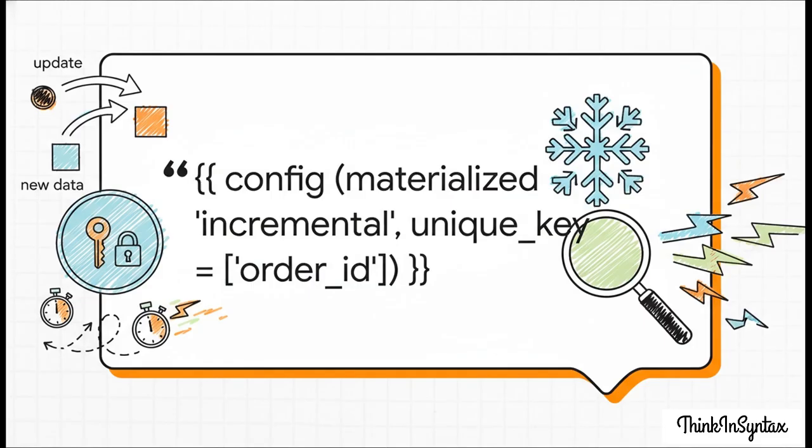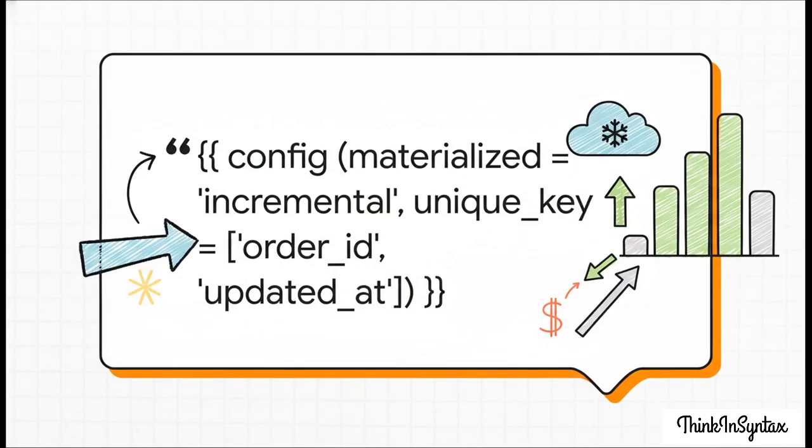Okay, so let's bring this idea back into the dbt world. Here's what a pretty standard incremental model looks like in a dbt project. It merges any updates based on a single unique key, in this case, order ID. This works just fine, but we can do so much better. Now watch this. It looks like a tiny change, but this is an absolute game changer. All we've done is add updated_at to the unique key.